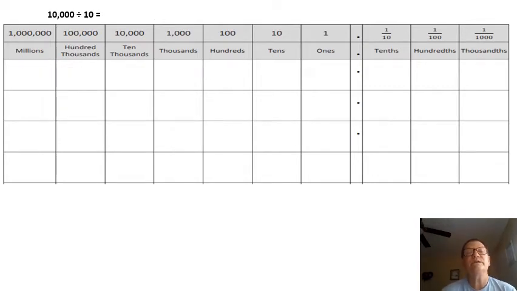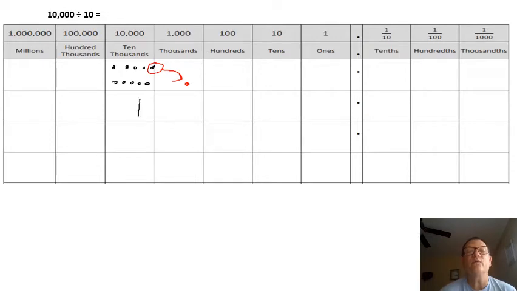Now let's take a look this time at 10,000. So here, once again, I'm going to take 10,000. I'm going to divide 10,000 into 10 pieces. And when I divide 10,000 by 10, that means we're looking at one of them. And 10,000 divided by 10 would equal 1,000.